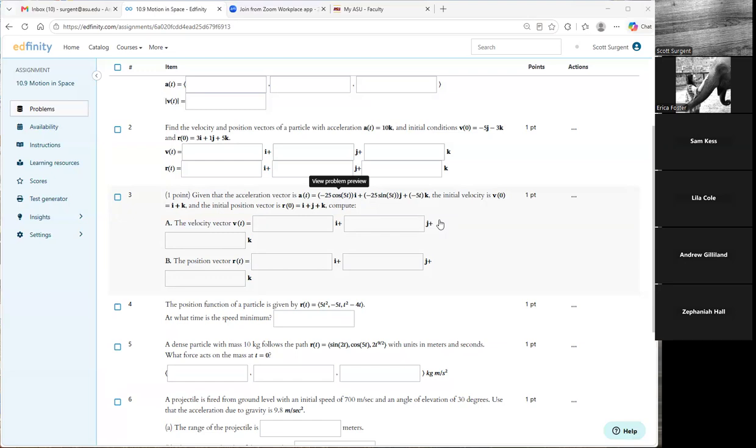So what you're doing is you're integrating. Let me copy this information down. This is 10.9 number 3. I'll change the camera here in a moment. Just give me a second to get this all written down. Okay, so I'm going to stop the share and we're just going to work out what these vectors are.